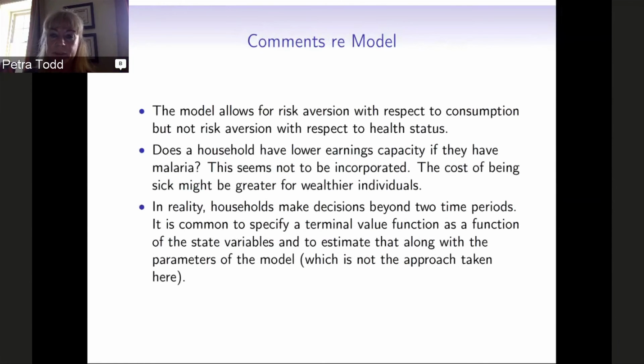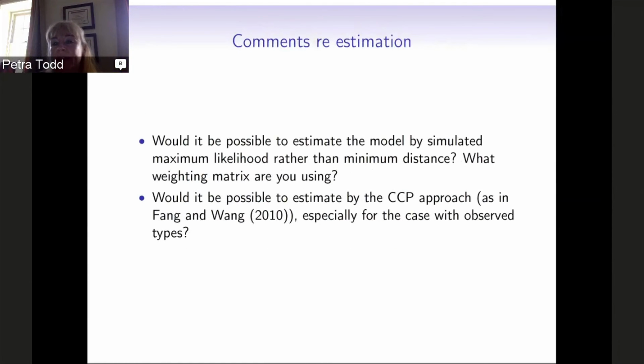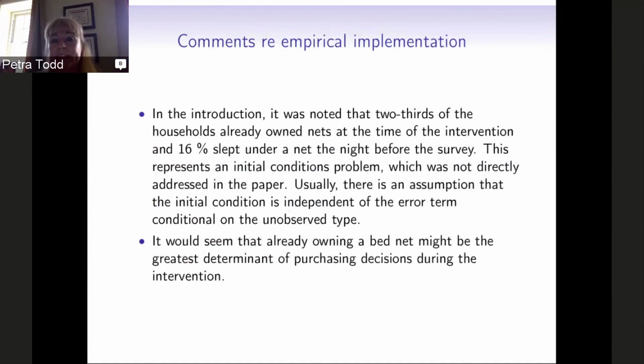So I was just wondering why. And then this point came up, like why the model couldn't be estimated by simulated maximum likelihood. And then I wasn't sure exactly what weighting matrix was being used, whether a CCP approach is possible, that's the conditional choice probability approach.